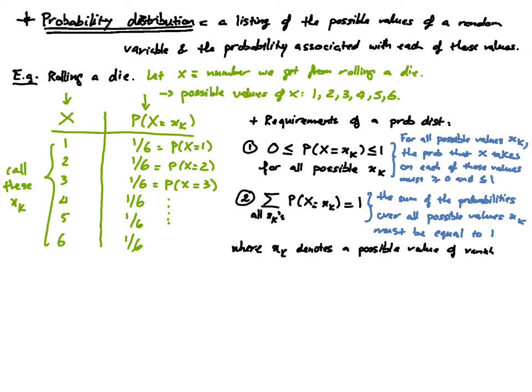Okay, so in a sense, these requirements are really similar to the requirements of probability that we have discussed earlier in the course. So in this video, we defined what a probability distribution is. We did an example, and then we talked about the two requirements of a probability distribution.